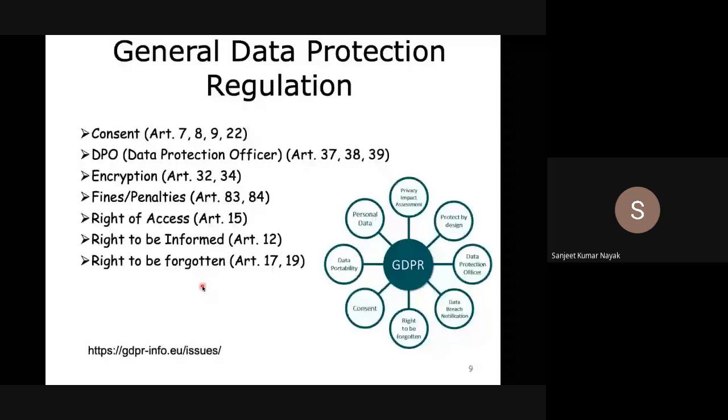Okay, so the next thing is that these are the three things that are very much essential. Next is the right to be informed. If something happens to anybody's data, then the company should inform, and that is mentioned in Article 12. And the last one is the right to be forgotten. Right to be forgotten means suppose I told my cloud service provider to delete my data, then they will delete the data and later it should not reappear.